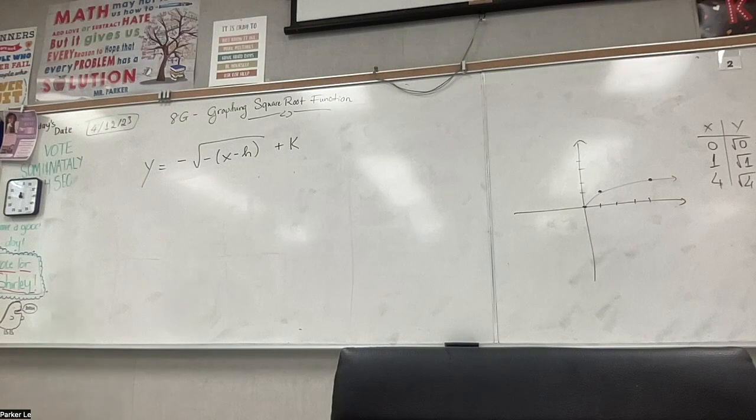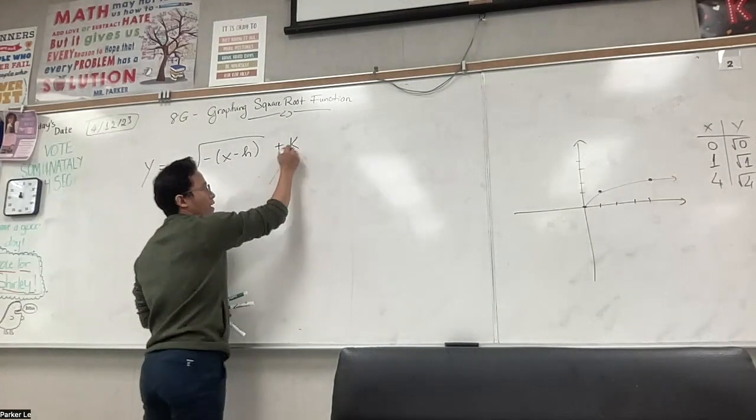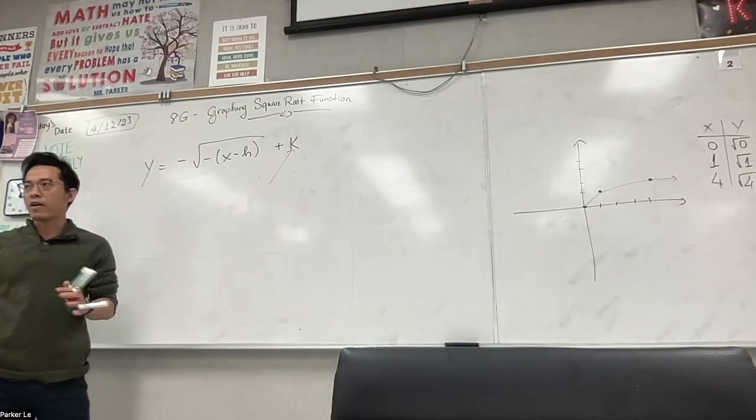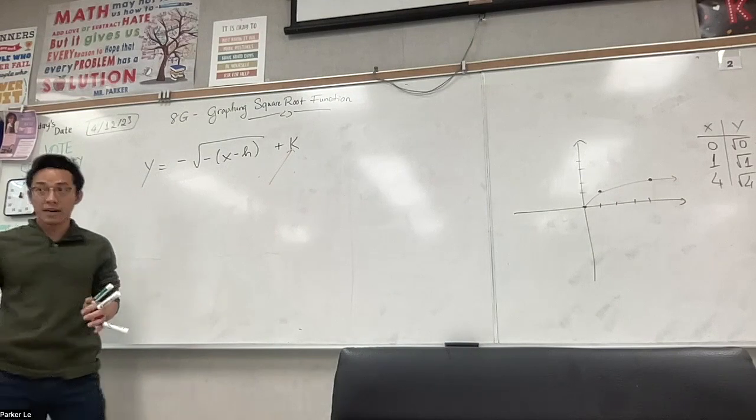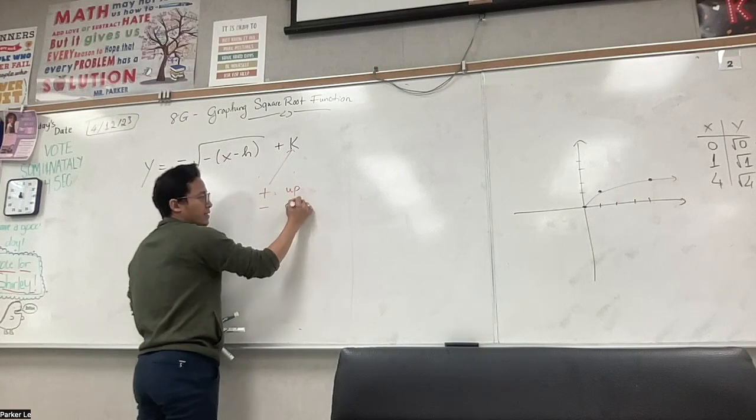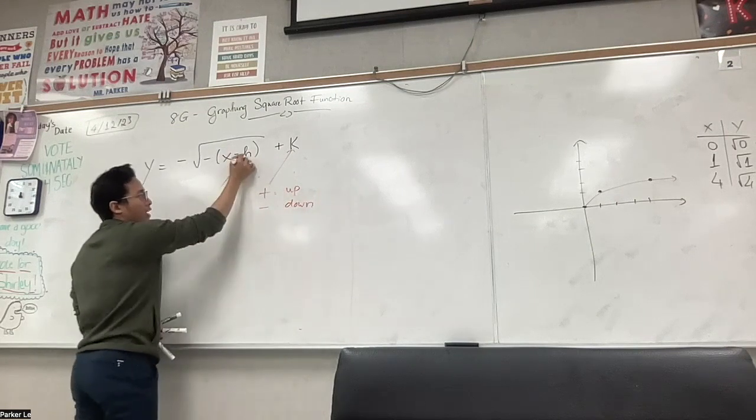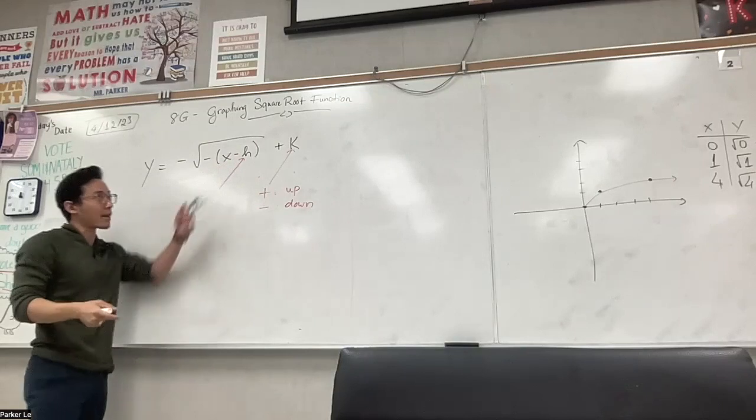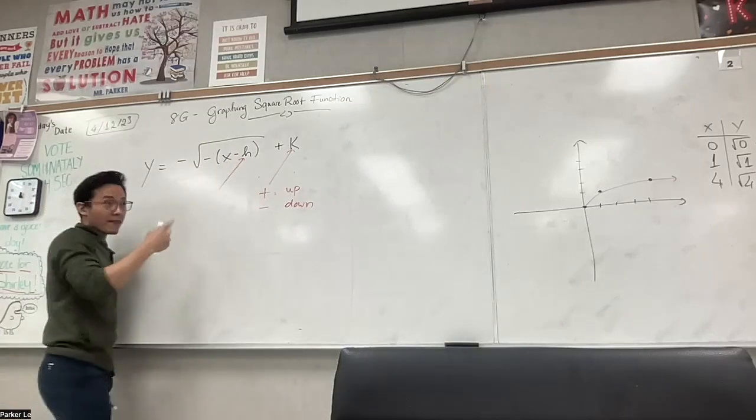Okay, you're going to tell me what move, okay? Hey, what do you think? Up, down, left, right, flip. Up, down, right? So positive going up, negative going down. Okay. How about the edge? How about the inside square root? Inside parenthesis square root. Left and right.